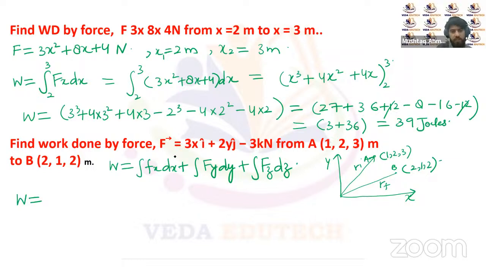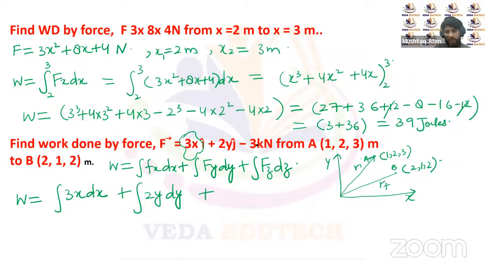The fx component of this force is actually 3x, so we'll write 3x dx. The y component here is 2y, so we write 2y dy. And the z component of force here is minus 3, so we can write minus 3 dz.